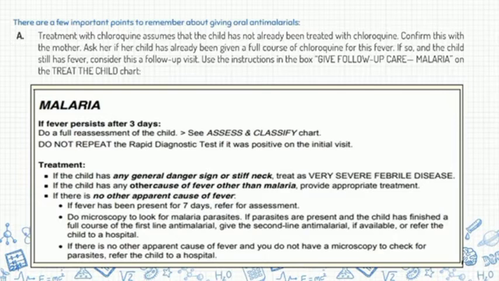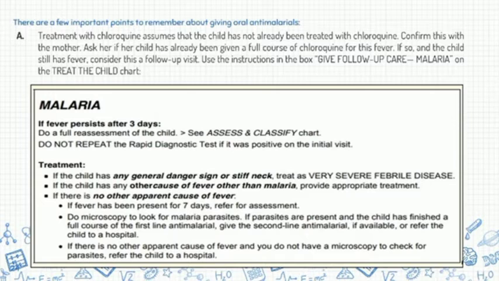So if the patient has stiff neck or a general danger sign, it may be accompanied with meningitis and sepsis, which is a life-threatening medical emergency. So second, if the child has no other cause of fever other than malaria, the nurse should provide appropriate treatment. And there are 3 indications under the no other apparent cause of fever treatment for malaria.